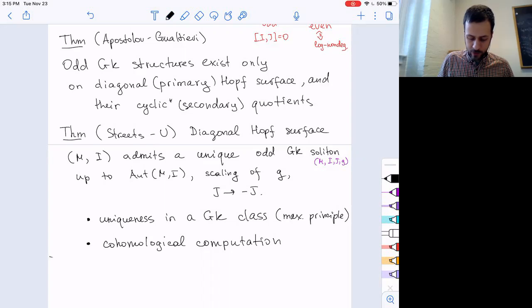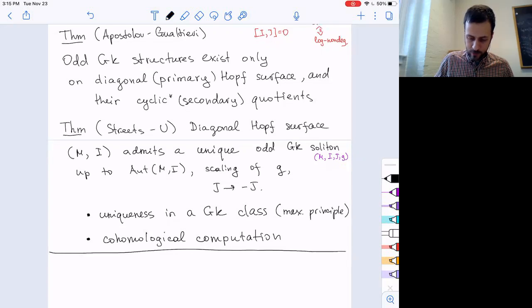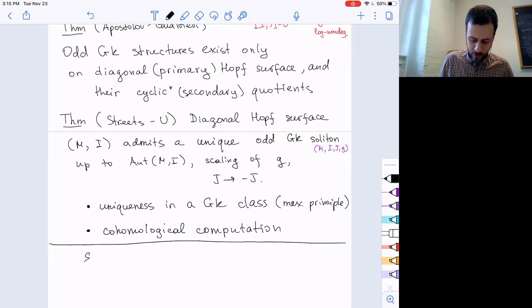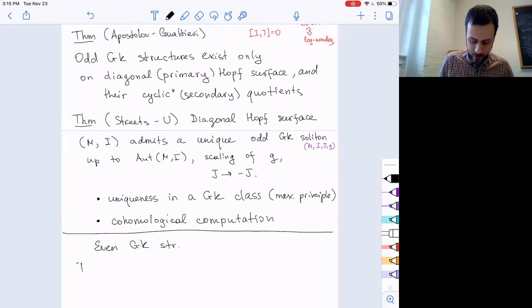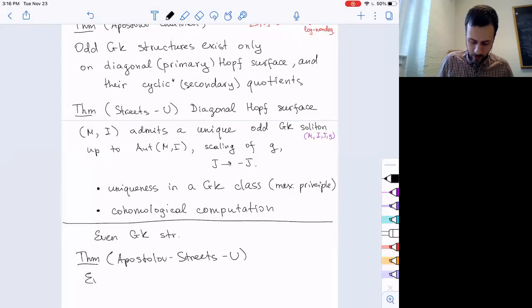So what about even structures? Even GK structures. It turns out that the answer is, at the end of the day, the same. So, theorem: even GK structures.